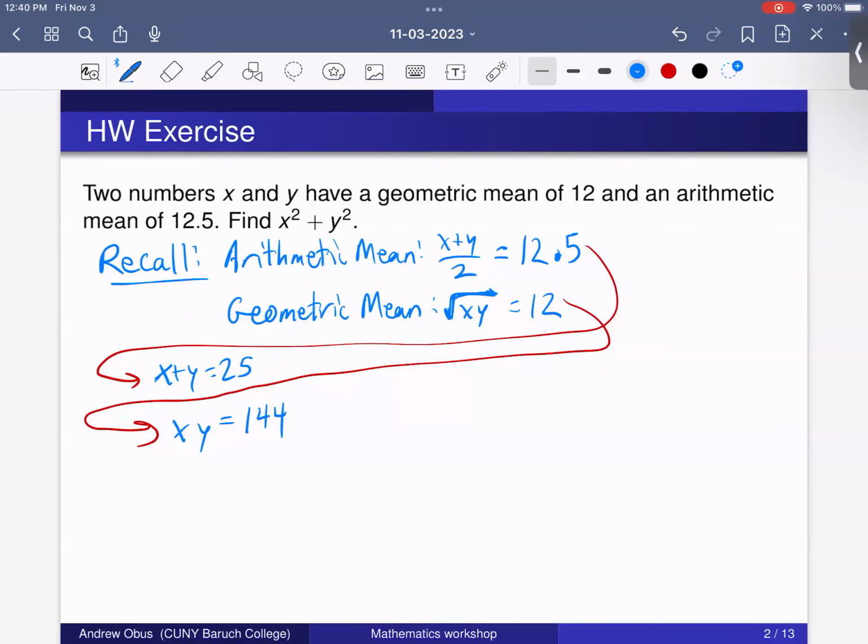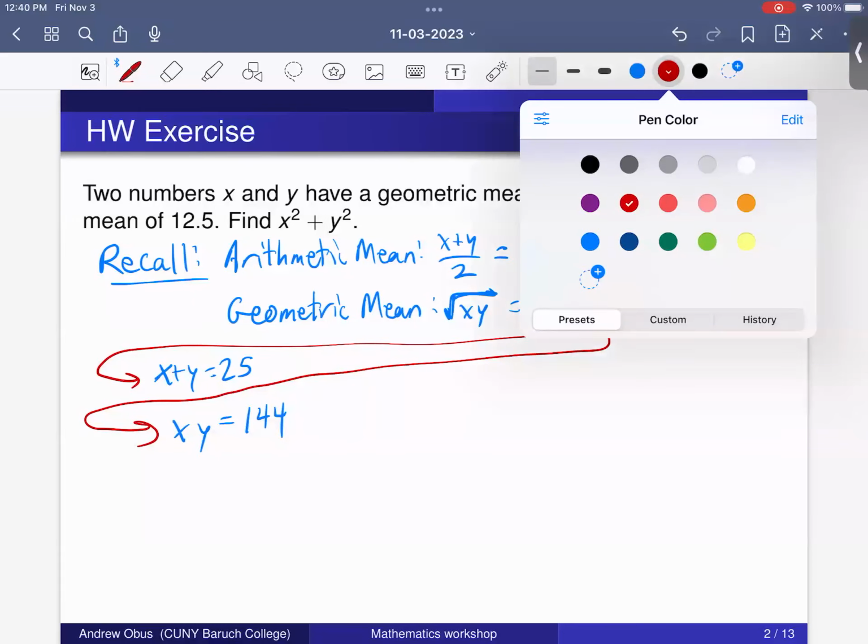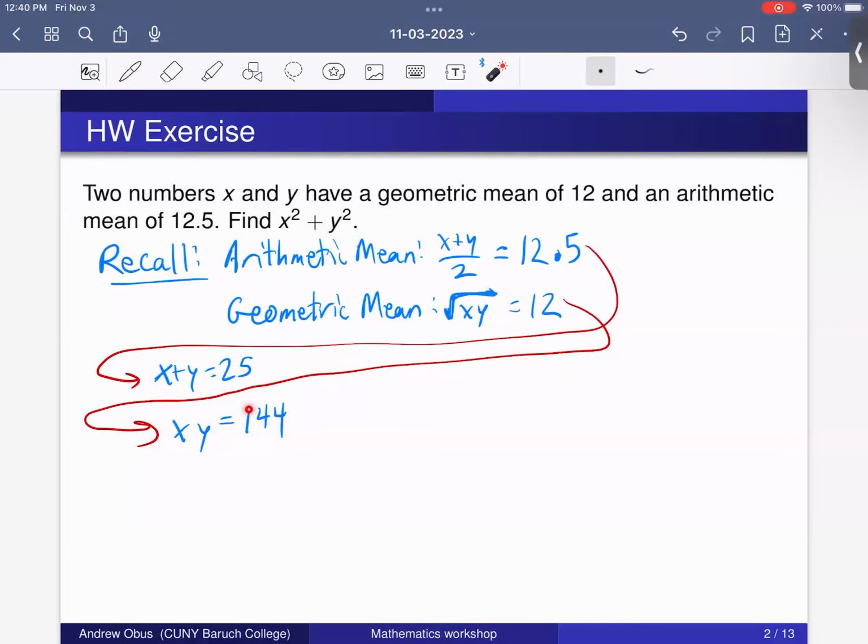Okay, and so then what's next? So what I did, I took the second equation, I divided both sides of the equation by x. So both sides of this by x over here? Yeah. Okay. So that gives you y equals 144 over x. Great. Then I took the first equation and substituted the value for y. Okay, so we do a substitute, right? So we substitute, and then we get x plus 144 over x equals 25.